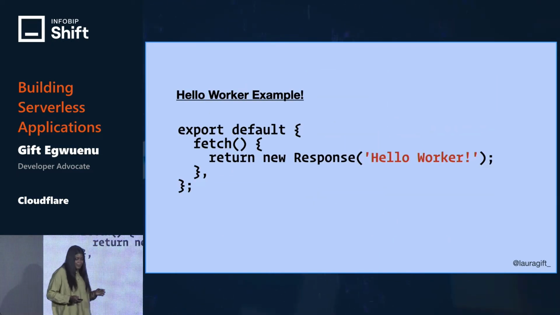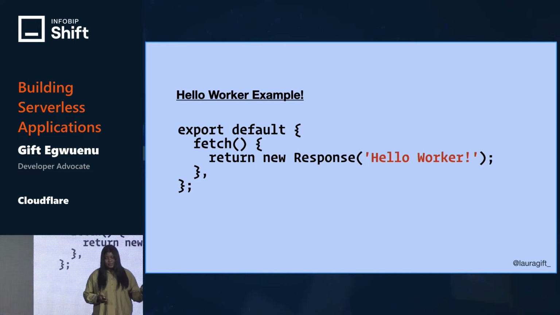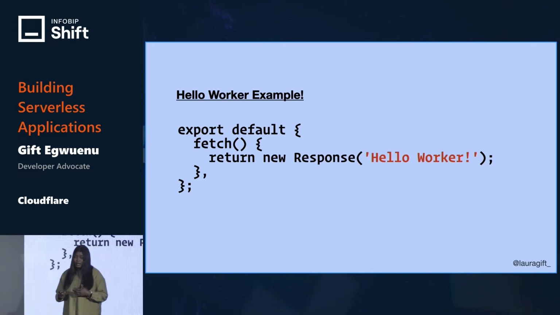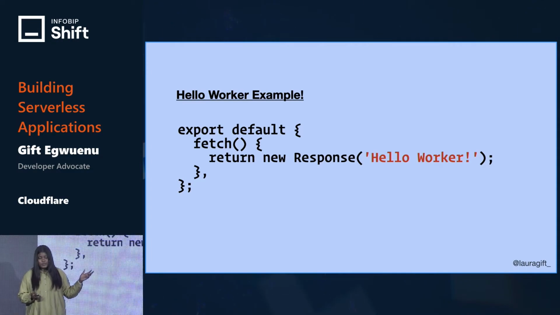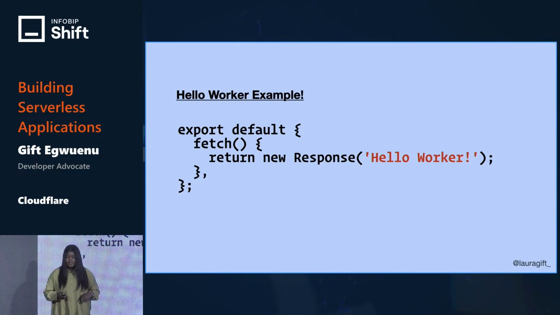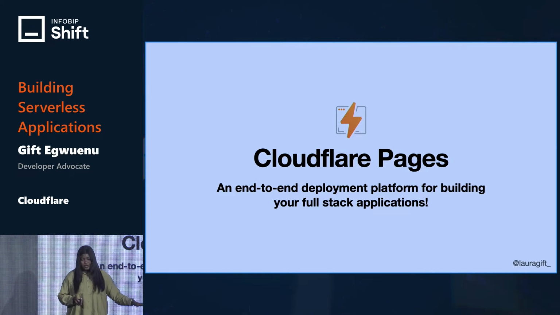Now, Cloudflare Workers, like I mentioned, you can write in JavaScript or TypeScript. If you prefer, you can also write in Rust, and it compiles to WebAssembly, right? This is a typical Hello Worker example of what a Cloudflare Worker looks like. It's a JavaScript function that exports the fetch object, and this example would return a Hello Worker response to the browser. That's the syntax for how you work with Cloudflare Workers.